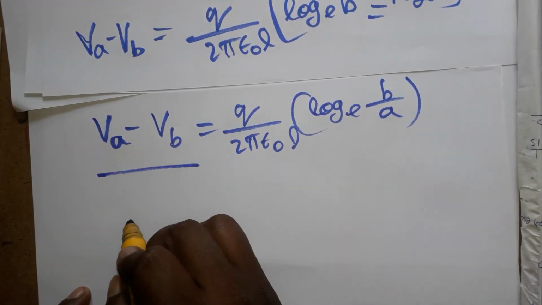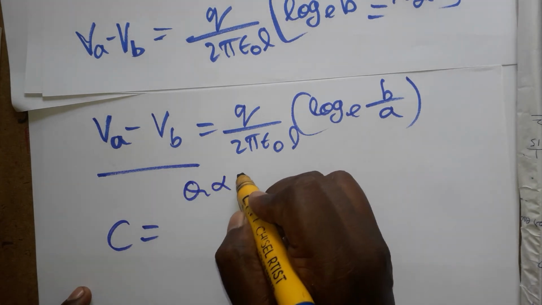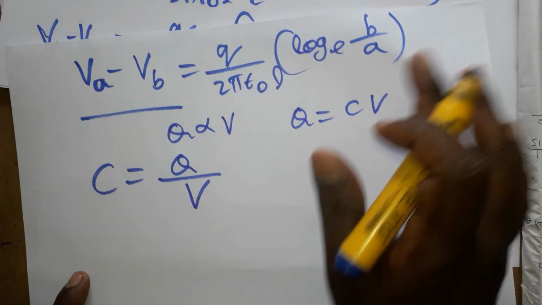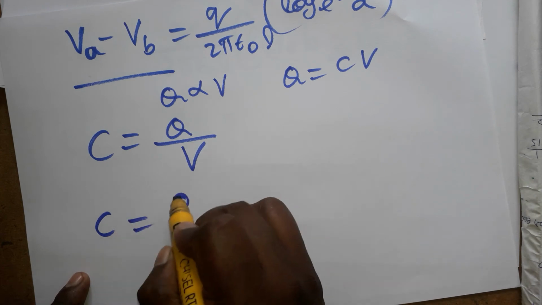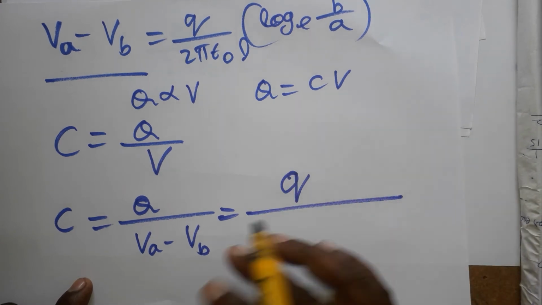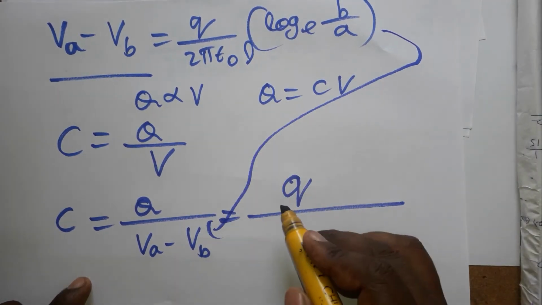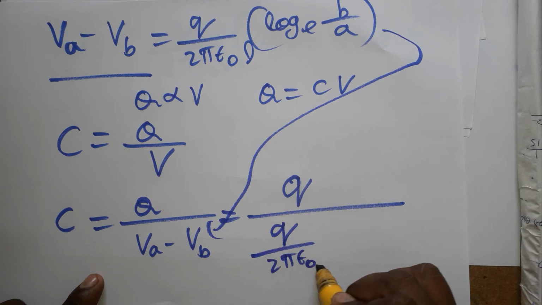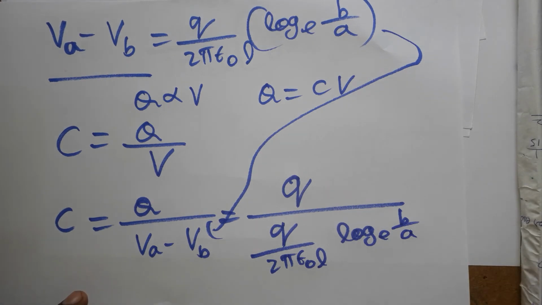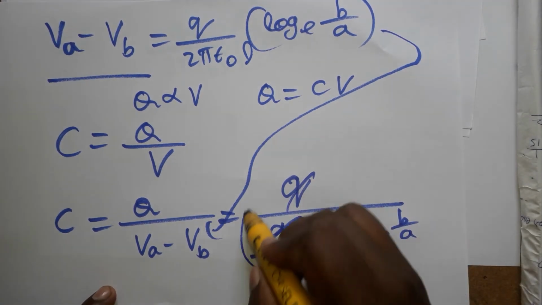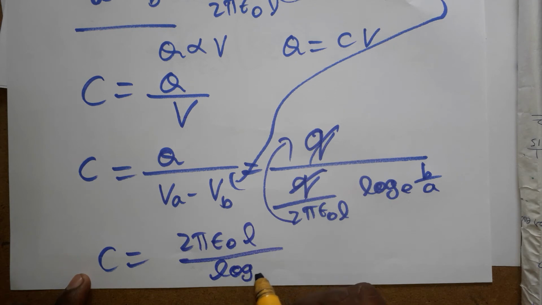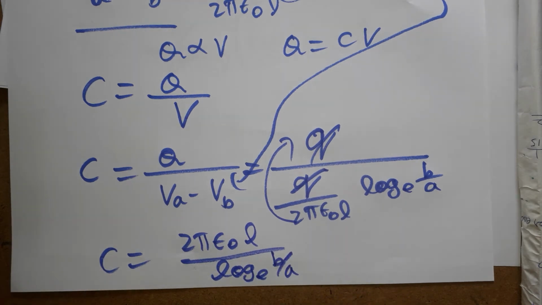So I got the voltage. Capacitance: charge is directly proportional to voltage, Q is equal to CV, so C is equal to Q divided by V. Already I have the potential difference between the two cylinders, so C is Q divided by VA minus VB. Substituting this value, Q divided by 2 pi epsilon naught L log base e of B divided by A. This is the equation we got. Q gets cancelled, the denominator goes into the numerator, so C is equal to 2 pi epsilon naught L divided by log base e of B divided by A. This is the equation we got.